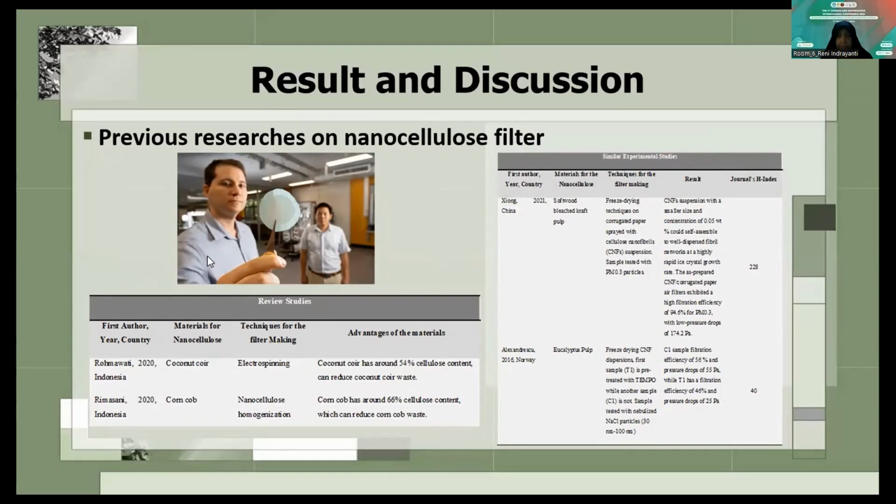Review studies on the potential materials of nanocellulose filter for cloth masks are on this table. In 2022, Rohmawati stated that coconut wire is potential for having around 54% cellulose content. And also Rimasari in 2022 stated that corn cob has around 66% cellulose content, and the use of both materials has the advantage of reducing waste, and both have cellulose content higher than 50%. However, water hyacinth also has higher cellulose content than the two, which will be discussed next.